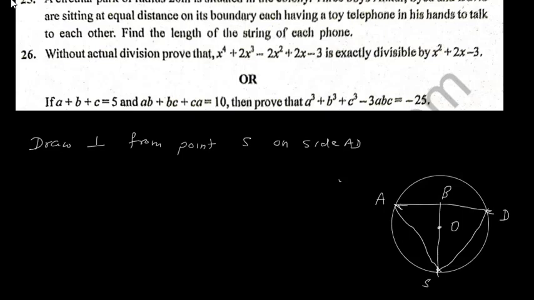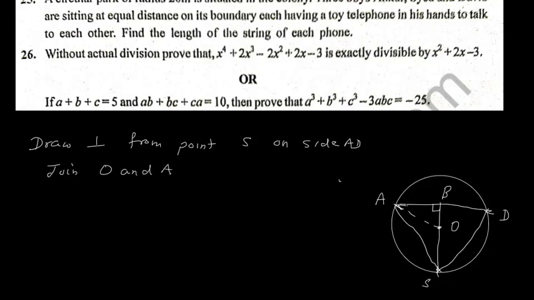Okay, 3 sides are given and they are all equal. So given, you can write that this is an equilateral triangle. We have drawn a perpendicular from S on side AD. Now this is a right angle triangle. I will do one more construction. I will join O and A. So I have 2 right angle triangles.